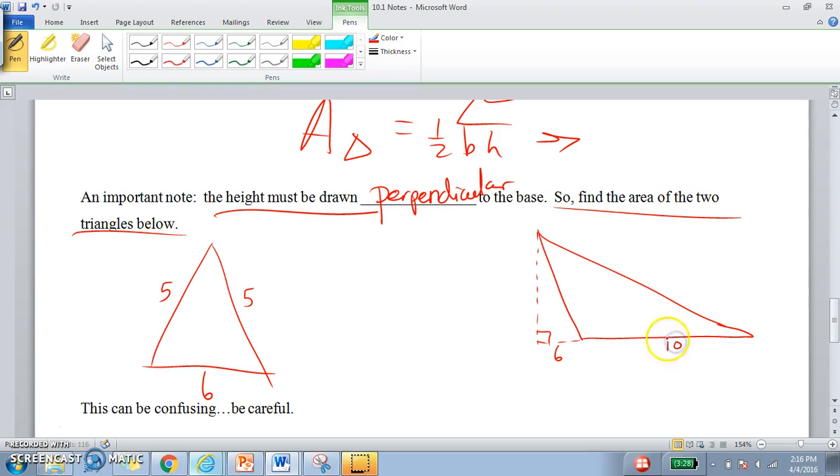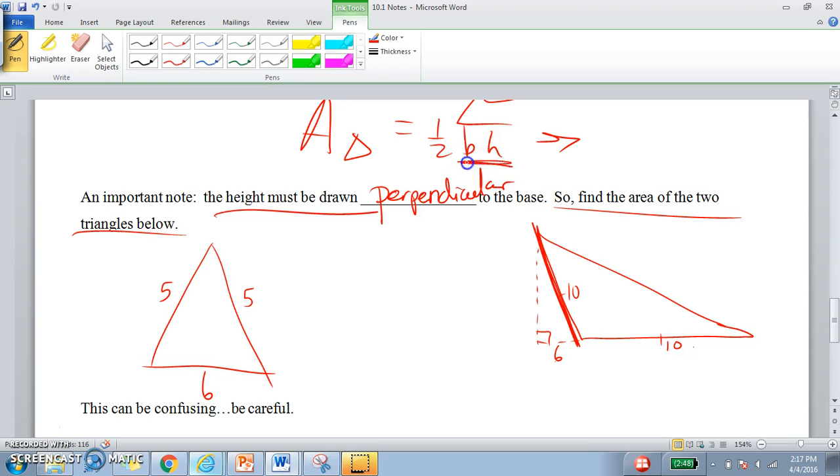This piece right here is going to be 10. And this piece right here, these are going to be congruent. This is also going to be 10. Okay, so we've got an isosceles acute triangle and an isosceles obtuse triangle. So we've got 6 here, 10 here, 10 here. These are each 5, and this is 6. So we need to find the area of both of these triangles.